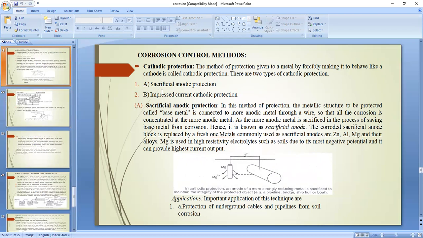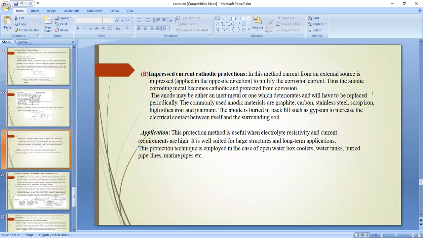Next, the second one which comes under cathodic protection is impressed current cathodic protection. In impressed current cathodic protection, whenever a particular metal is undergoing corrosion, some corrosion current will be developed. So in order to nullify that corrosion current, through an external source, we supply a current and then nullify the corrosion current which is obtained. Once the corrosion current is nullified, the metal which undergoes corrosion can be protected from corrosion.